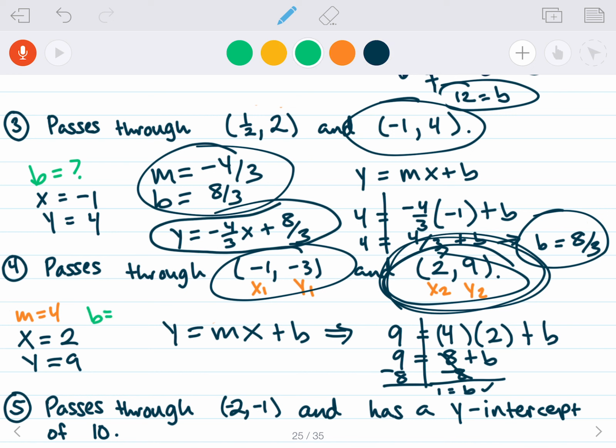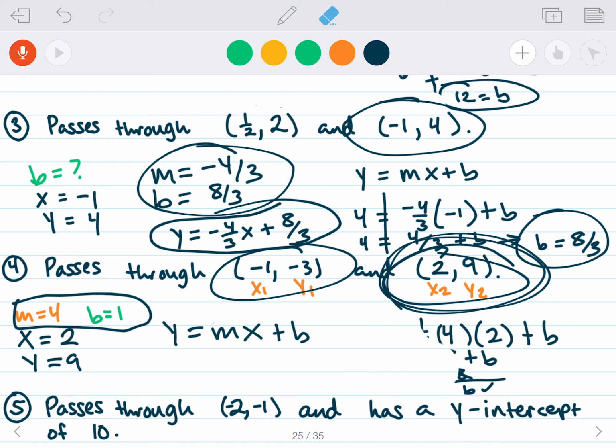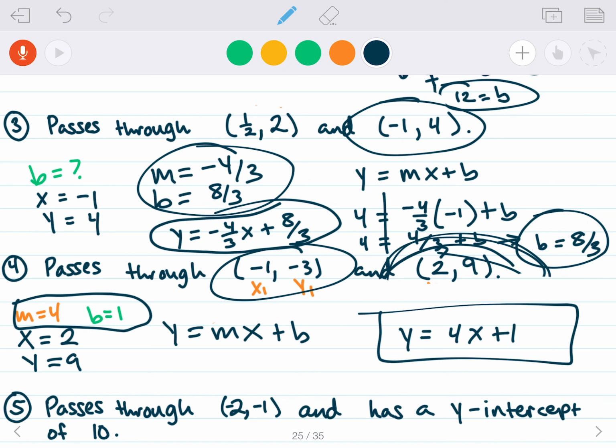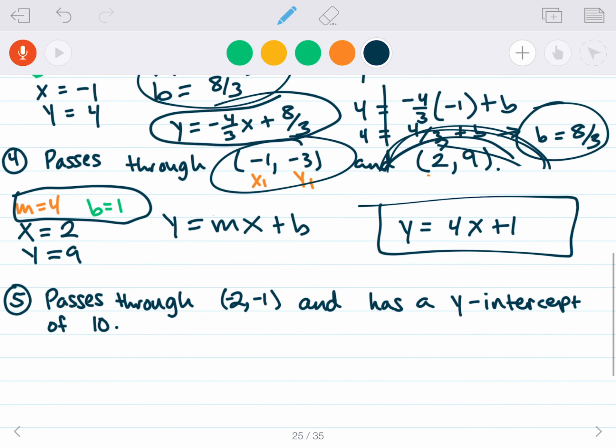B is equal to 1, m is equal to 4, and I can write my equation, leaving x and y alone, thinking about the bigger picture that we want to use this formula to find not so obvious values of x and y. Alright, so our formula is going to be y equals 4x plus 1, mx plus b. That's our answer. Let's do one more.